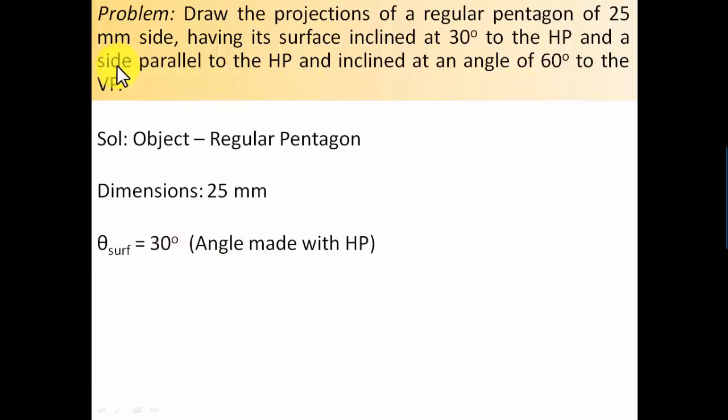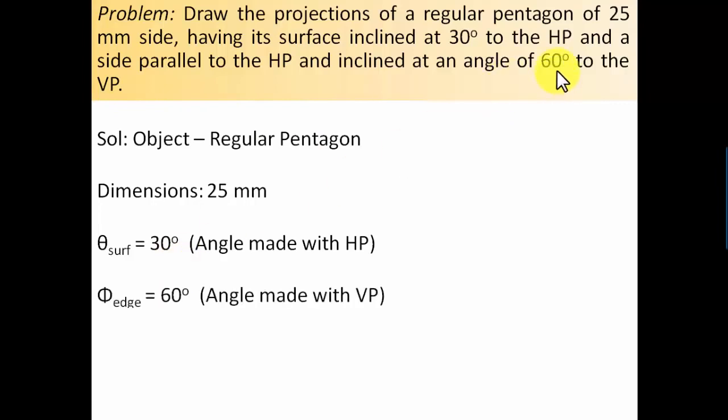Now there is one more condition which says that side is parallel to HP and inclined at an angle of 60 degrees to the VP. So the side which is parallel to the HP is also inclined at an angle of 60 degrees to the VP. Any sort of inclination with respect to VP is denoted by phi. Phi side or phi edge is equal to 60 degrees.